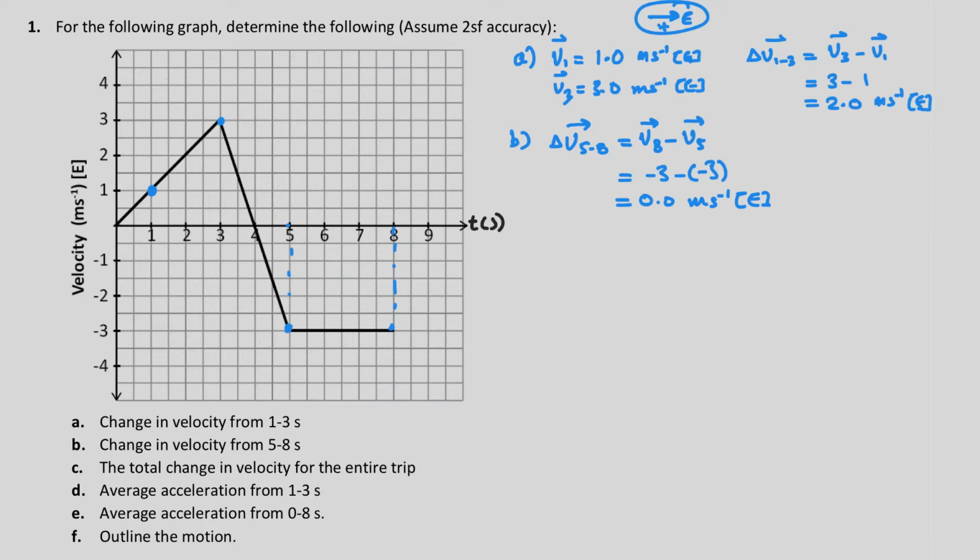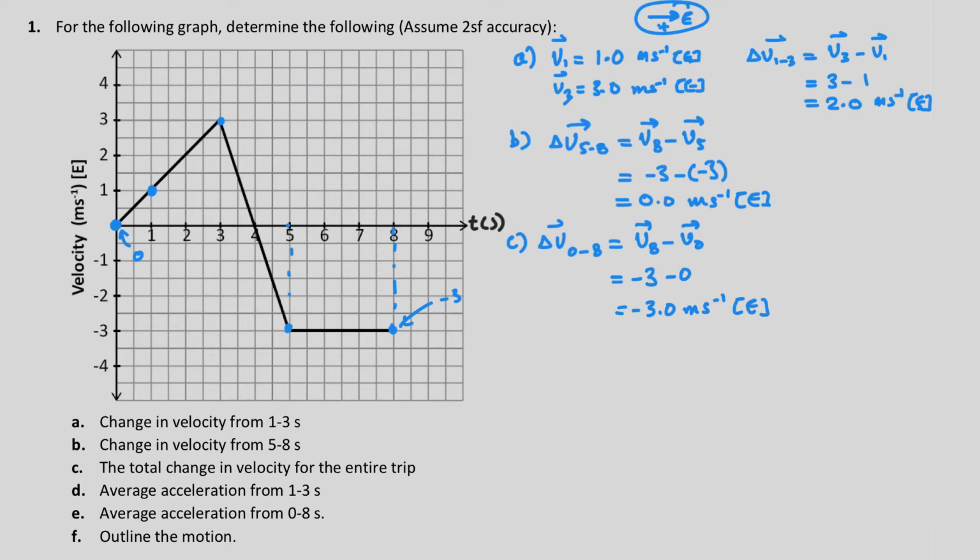The total change in velocity for the entire trip, well, that's not bad. That's the velocity at the very beginning to the velocity at the very end. So for C, that's the change in velocity from 0 to 8 seconds, and that's going to be the velocity at 8 minus velocity at 0. Or you can simply look at it: velocity here was 0, velocity here was -3, so the change in velocity is -3. Or alternatively, you can put it into the equation. Velocity at 8 is -3 meters per second, velocity at 0 is 0, and that's equal to -3 meters per second in the east direction.